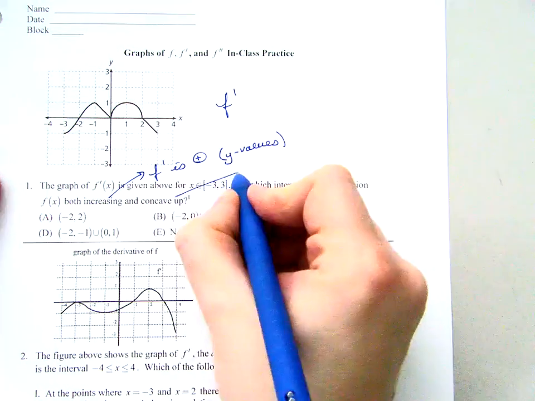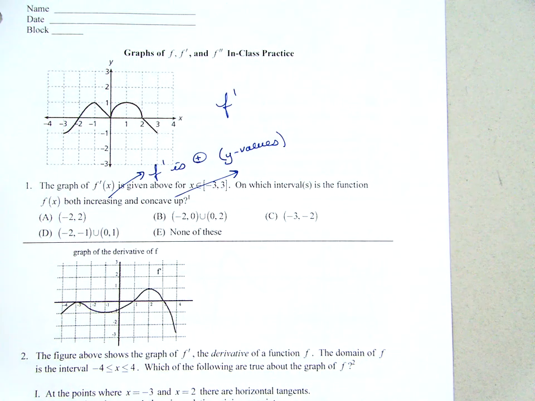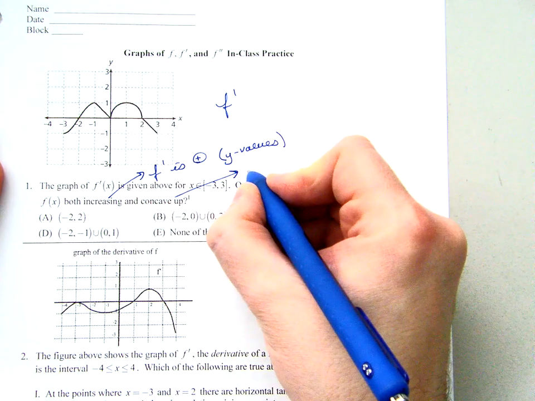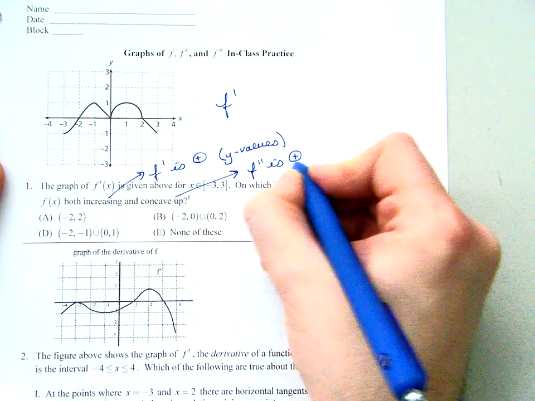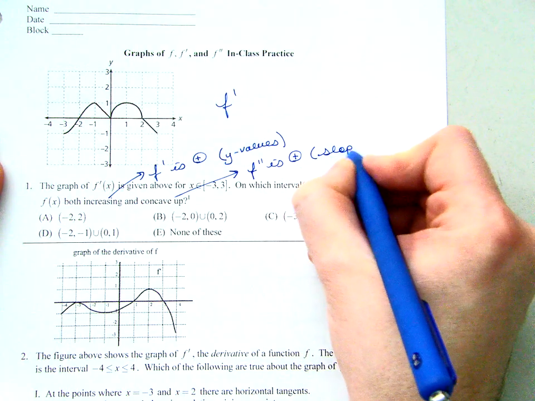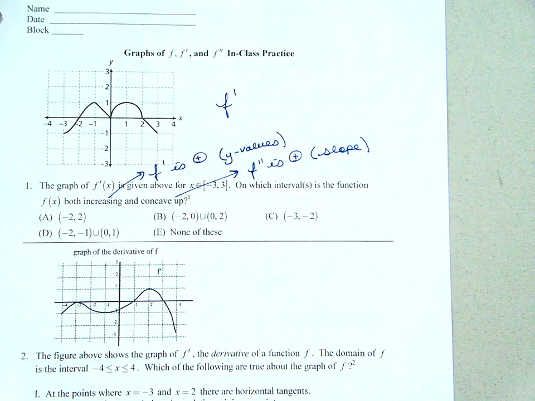Neha, can you tell me that second piece, the concave up part? F double prime needs to be positive, so you have to look at the slope. Good. So we're looking for where the slope of F prime is positive.